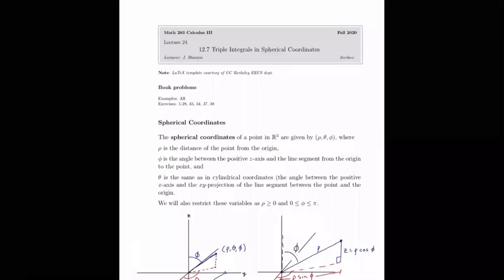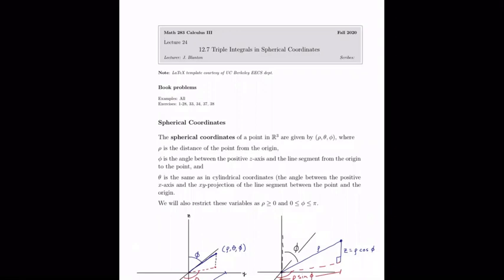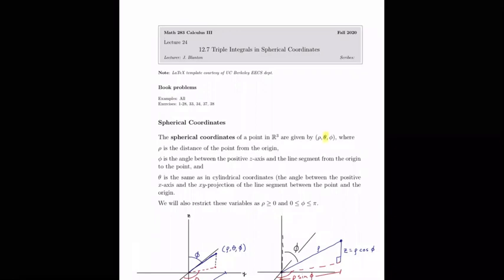Section 12.7 is triple integrals and spherical coordinates. So now we're extending from cylindrical coordinates to this idea of spherical coordinates. Some things are similar, but some things are a little different. Theta is still the same, so that will be one thing that's fixed.